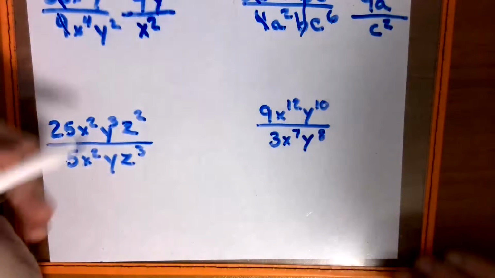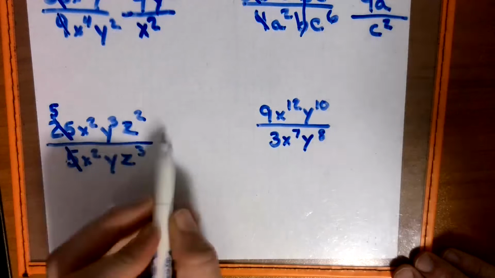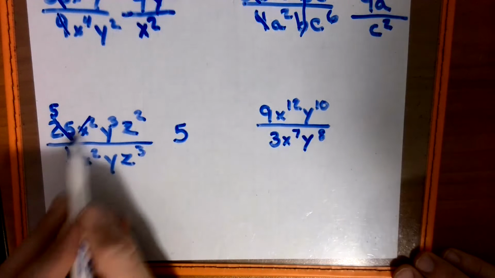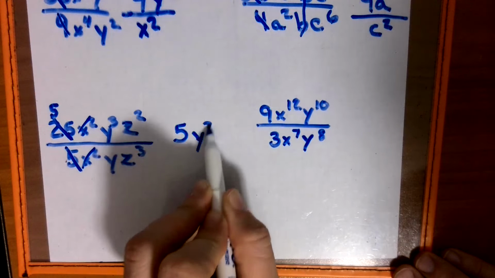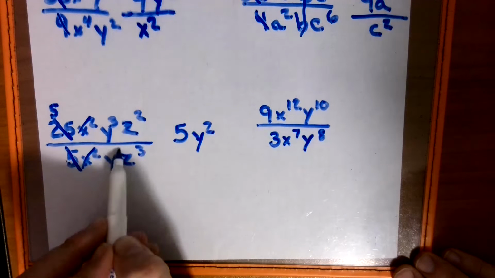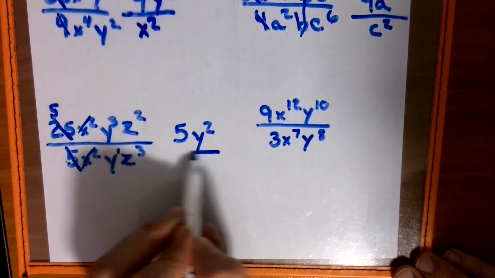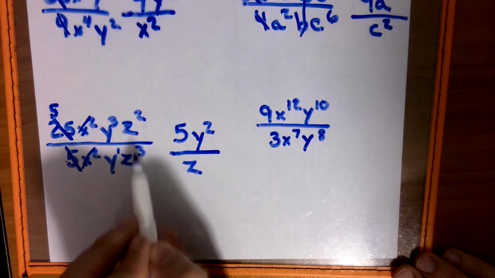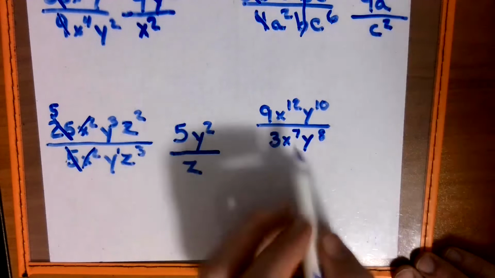Looking at a couple more. 5 goes into 25 5 times. So we have a 5. And the x's are both the same, so they're gone. There are 2 more y's left on top. There's 3, there's 1, don't forget, down here. And z squared and a z cubed, there's 1 more z on the bottom left. So that's like a negative 1, so that would be the 1 power on the bottom. And that's how we kind of look at it.